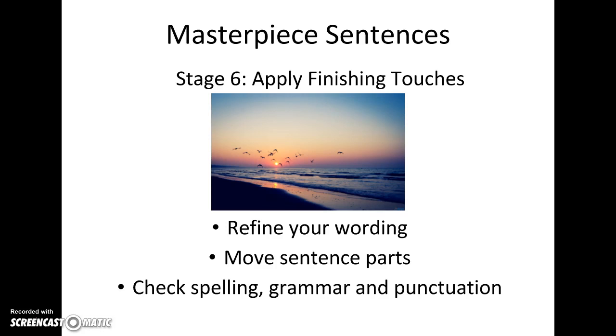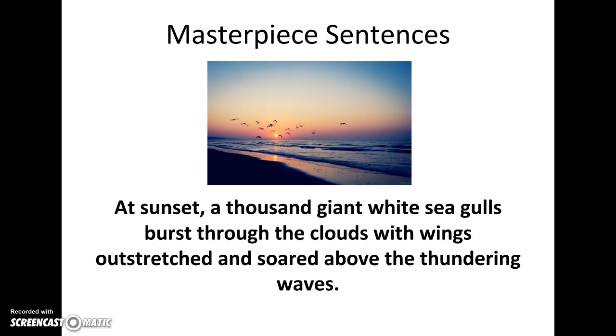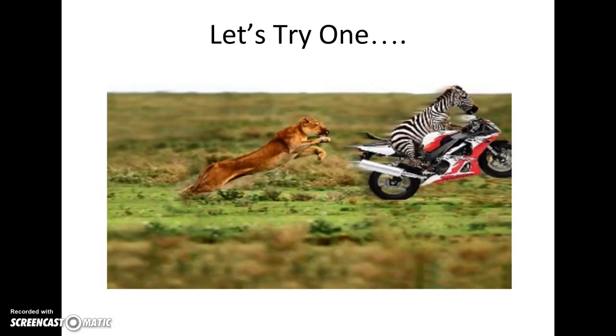Again, also, I would have them look at their finishing touches, refining your words, moving sentence parts, check your spelling, grammar, and punctuation. Sometimes this can be done with a spell check or having a peer edit, things like that. So finally, the masterpiece sentence that I came up with as an example: at sunset, 1,000 giant white seagulls burst through the clouds with wings outstretched and soared above the thundering waves.